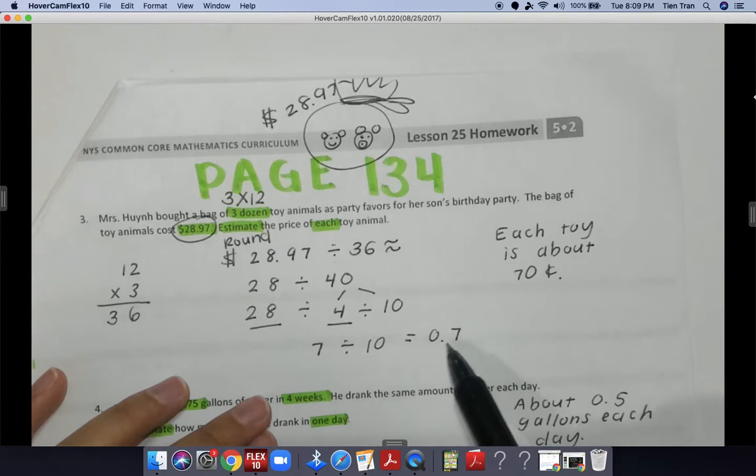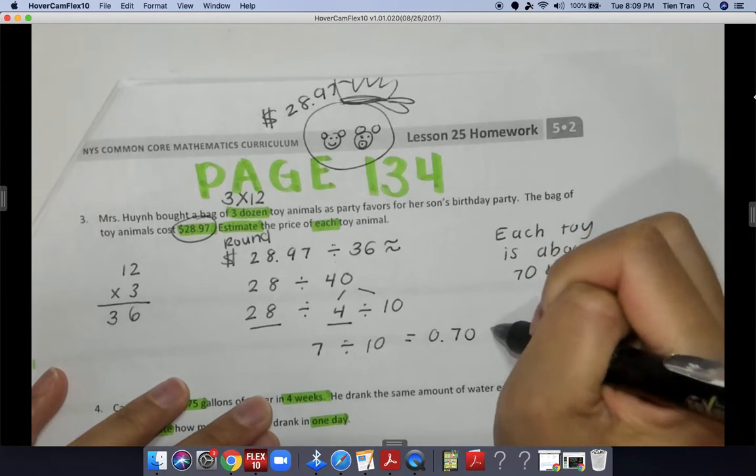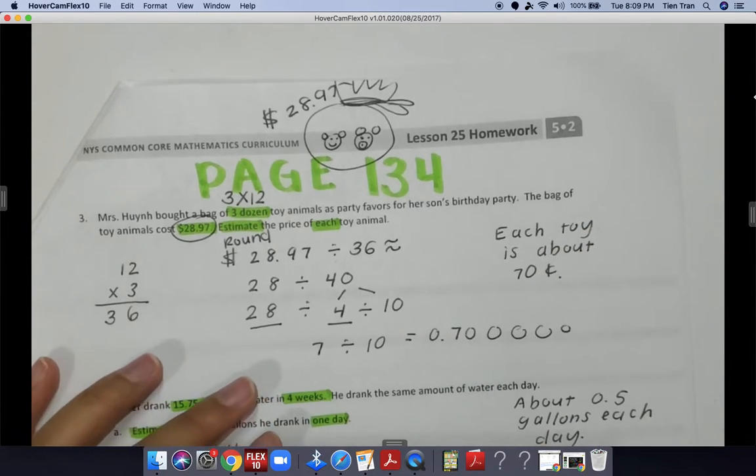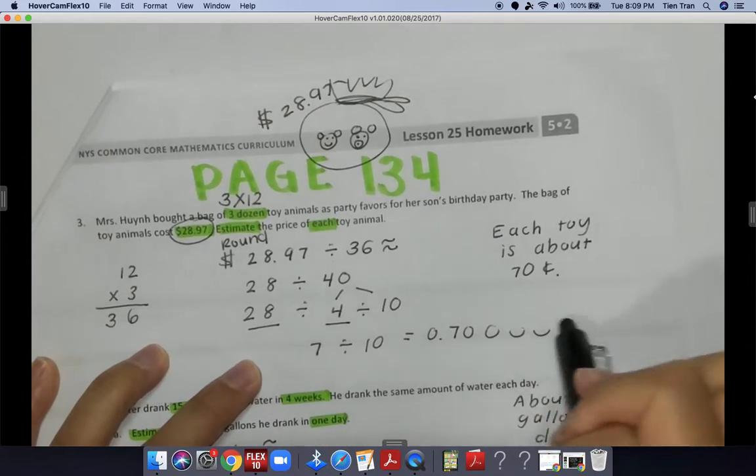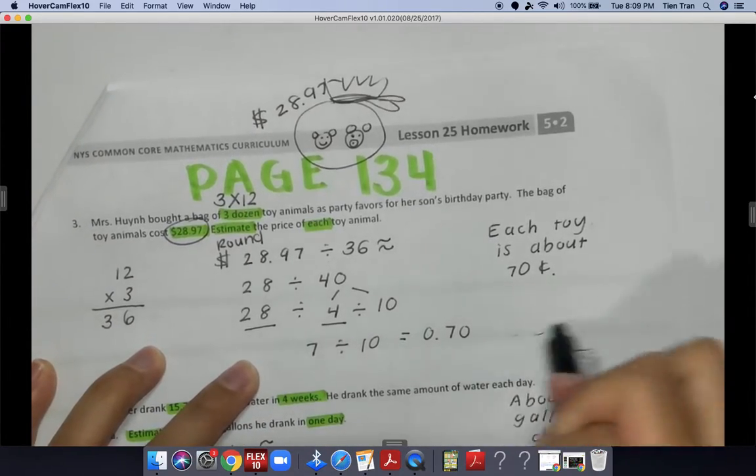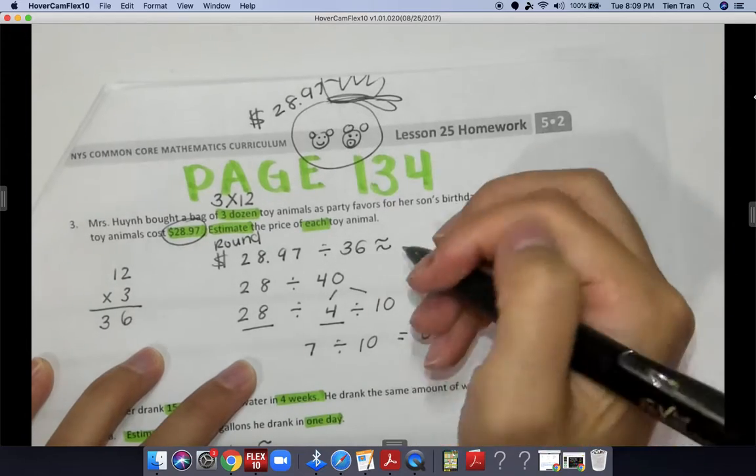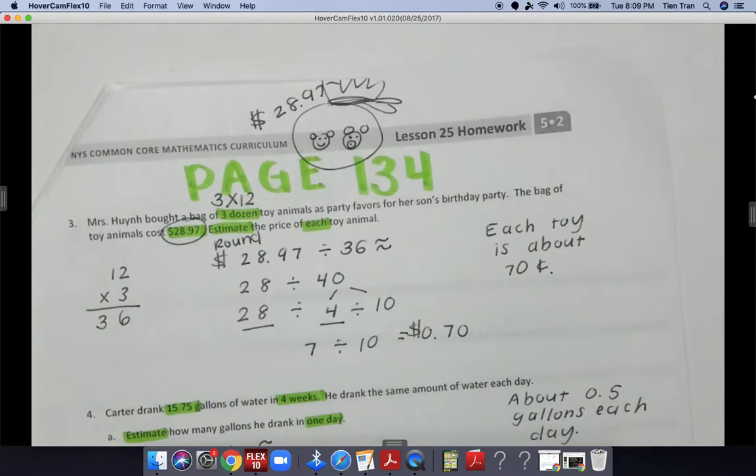Why? I know you can't see the 0 at the end, but you can add as many zeros as you can after the decimal, correct? So in this case, you would have 70 cents. And you could probably see it if you saw it like that.